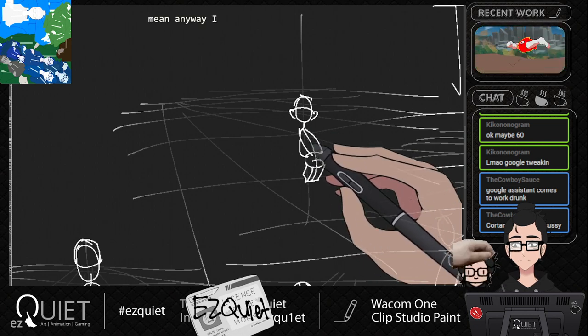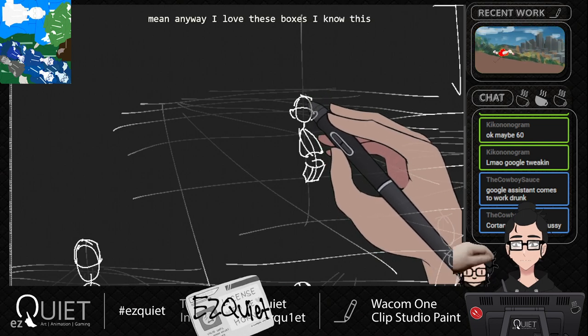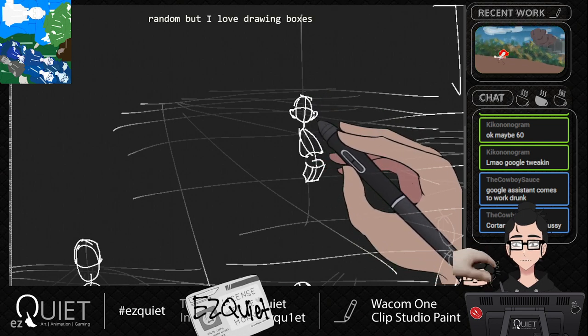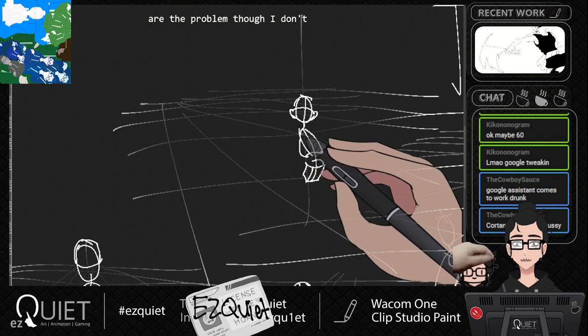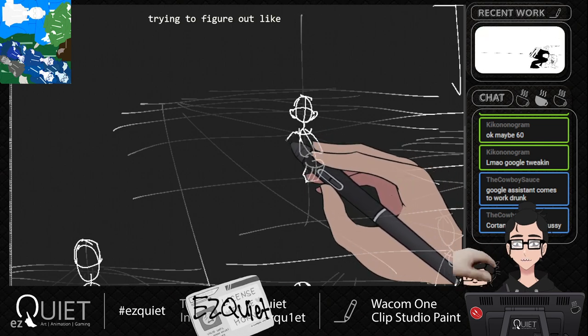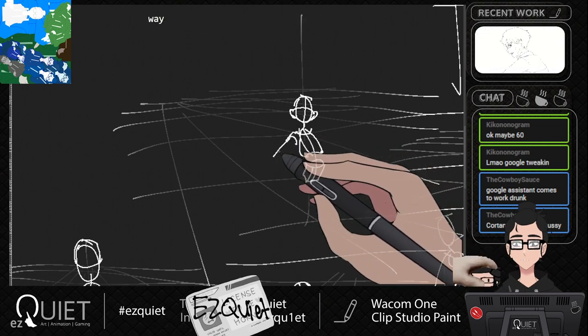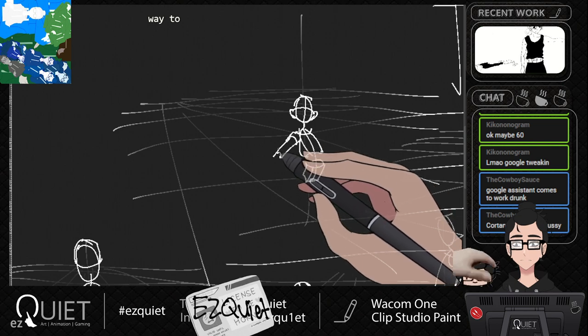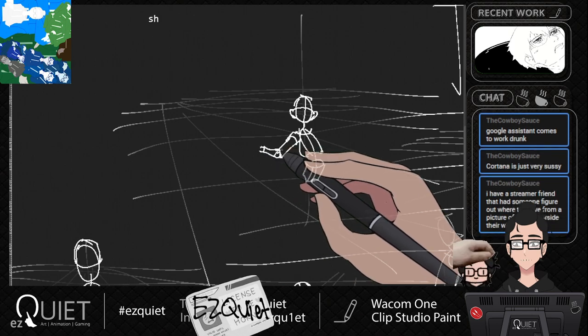I love these boxes. I know this is random. I love drawing boxes. Maybe boxes are the problem though. I don't know. I've been trying to figure out what is the better way to draw forms so that they actually look 3D. I guess the idea is with overlapping shapes, you can get an illusion.